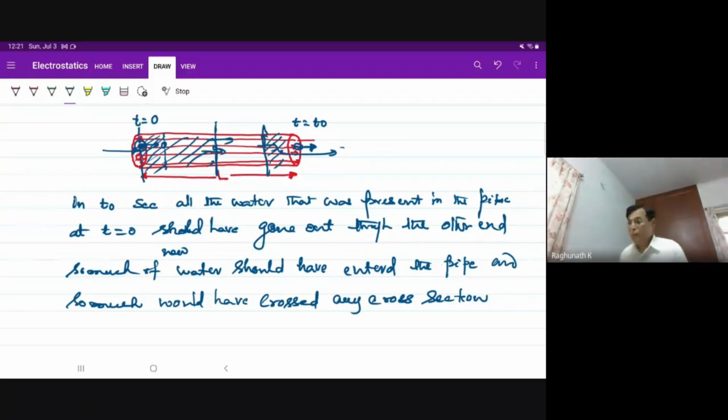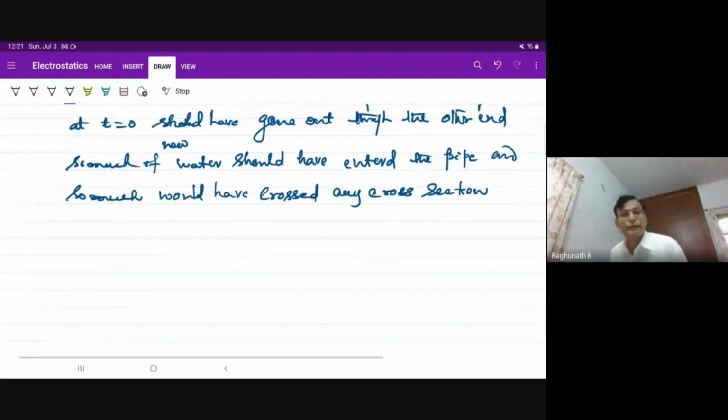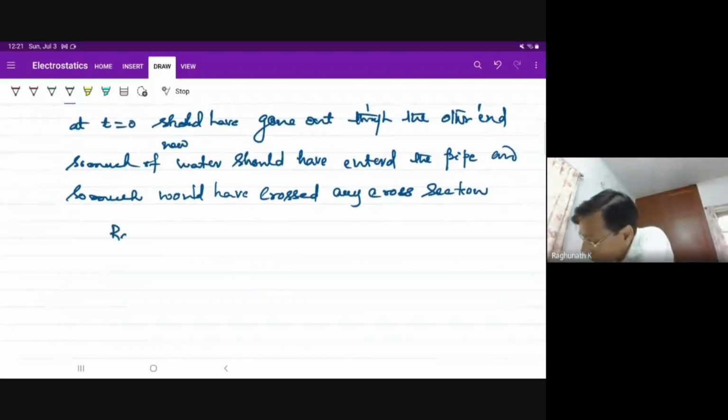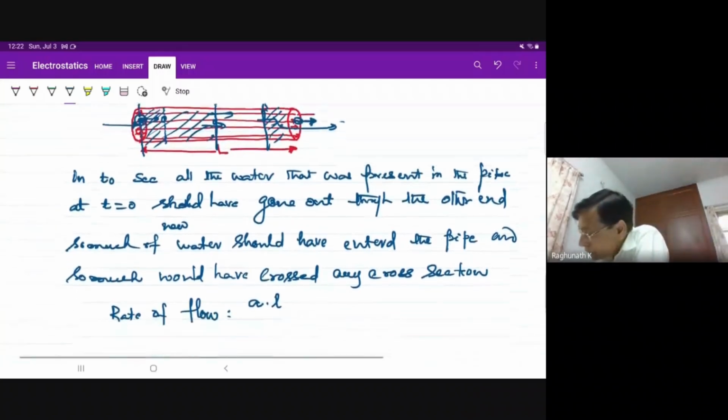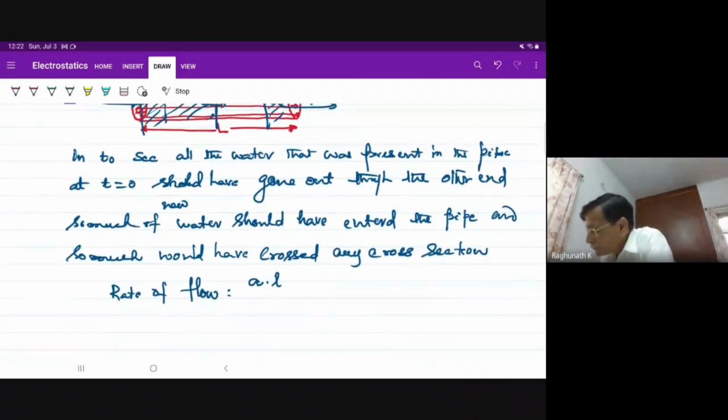So, the rate of flow of water is area of cross section A, volume, into capital L, into L by T0 seconds. In T0 seconds, through every cross section, the amount of the volume of water passed through it is the water present in the conductor, in the pipe.